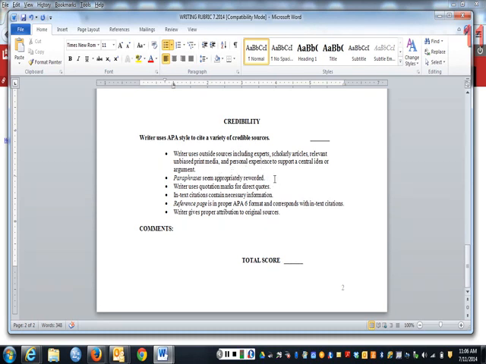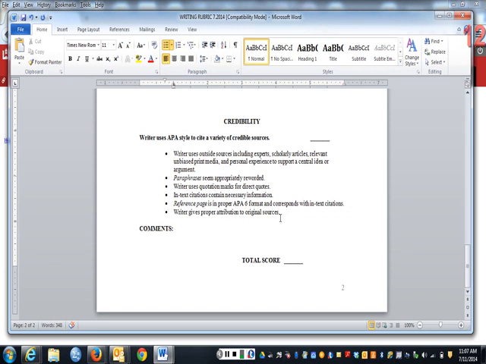Paraphrases seem appropriately reworded. That has to do a lot with giving proper credit where credit is due. If you're going to paraphrase, you need to make sure that you're giving the information back in the way it was initially intended, and that you use quotation marks for direct quotes. You have in-text citations as necessary. Your reference paper is in the proper APA format, and you give proper attribution to original sources. We're going to talk about plagiarism in this course, and we're also going to talk about evaluating resources for credibility. So those are some topics we'll have throughout the course.